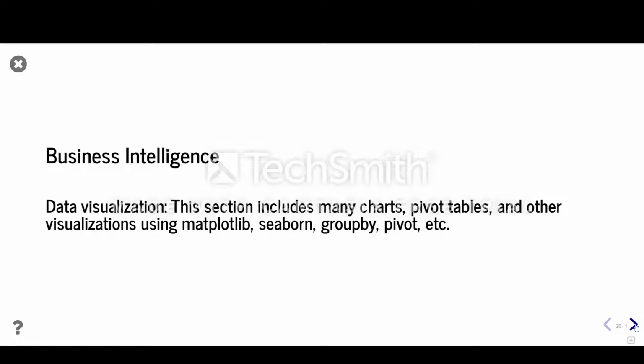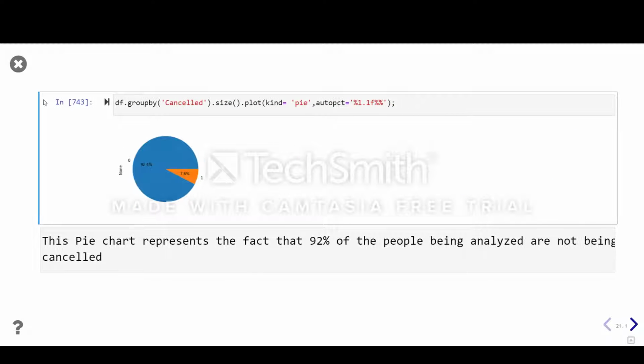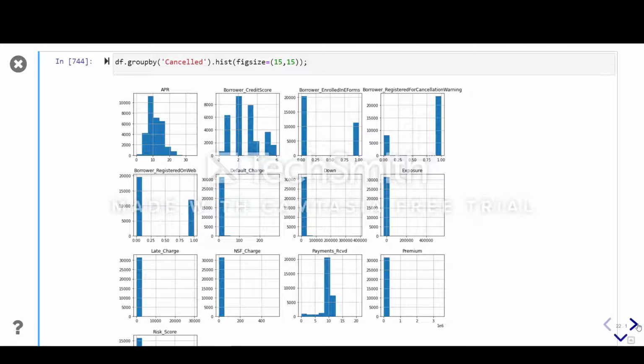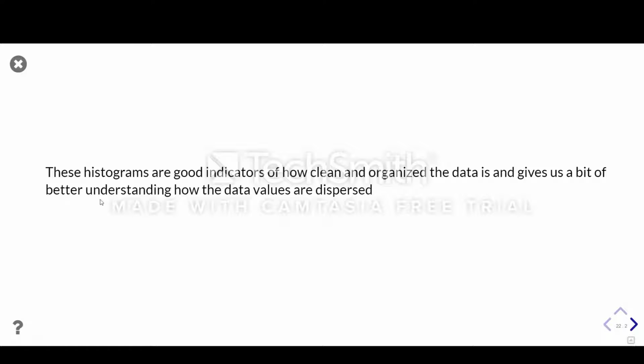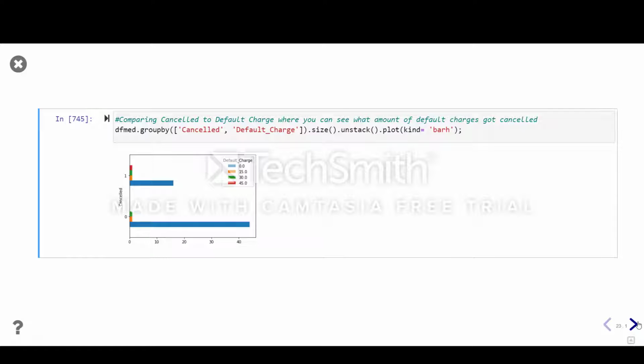So business intelligence is the next step, and I did some data visualizations. Here's a few that I really enjoyed. So overall, 92% of the canceled values did not cancel, and 7% did cancel, which is a pretty significant amount. First off, I just went to see what the data looked like. I used a histogram over all the canceled values. It looked really neat and organized, and it was giving us a better understanding of how the data values were dispersed.